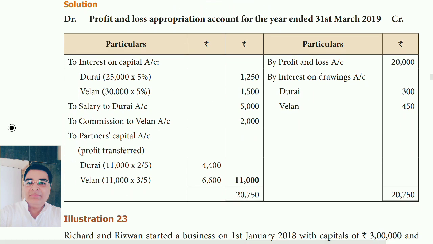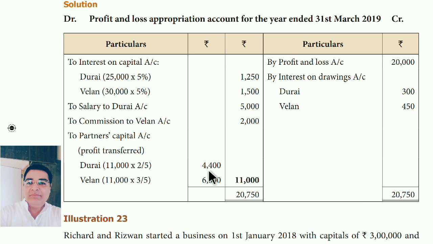Now very easy. We have to add all the credit side. Always the credit side total will be more; only in a very rare case will the debit side total be more. So add this, you will get 20,750. Here you have to write the two partners' capital accounts, profit transferred. 20,750 minus this total, you will get 11,000. Means the balancing figure is 11,000.